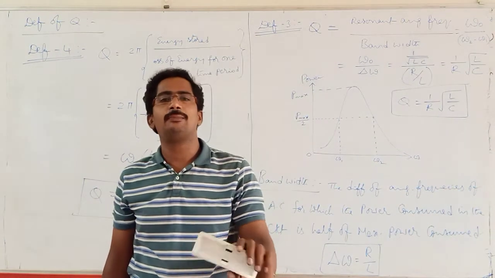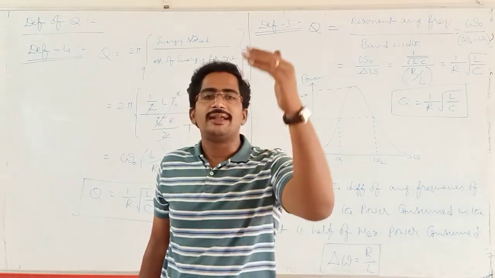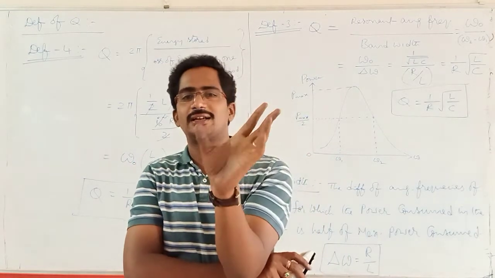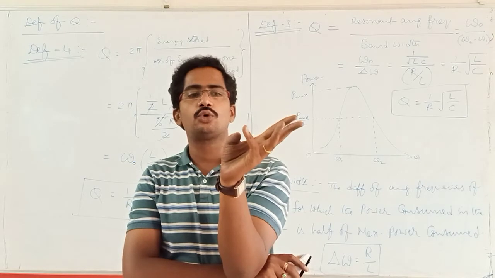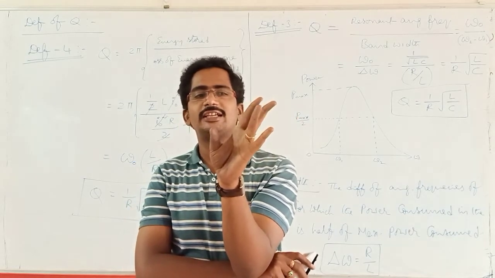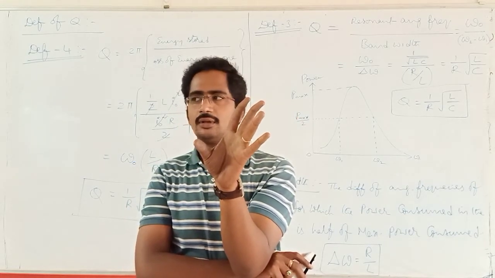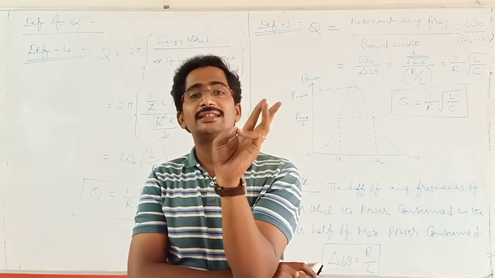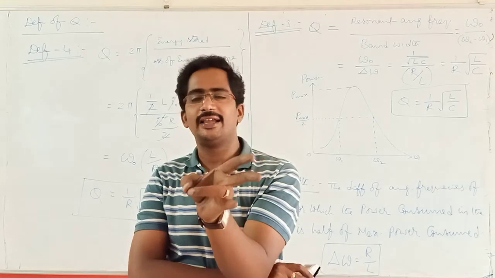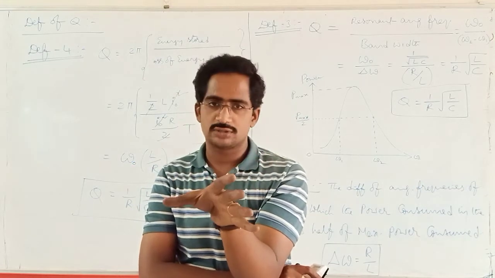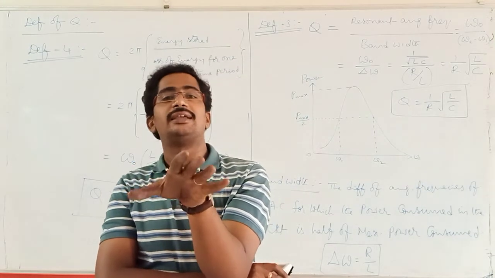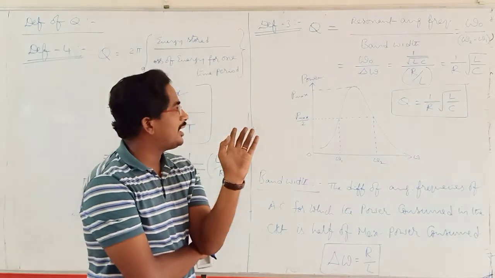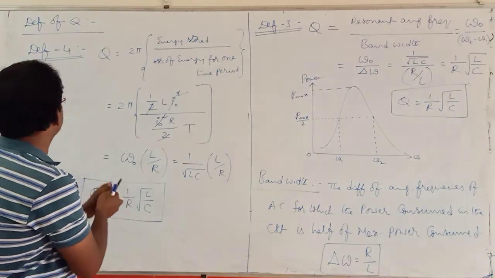With this, we have completely finished 8 circuits: AC through resistor, AC through inductor, AC through capacitor, AC through LR, CR, series LC, parallel LC, and LCR circuits. Completely 8 circuits were completed. And next thing, actually, see here.